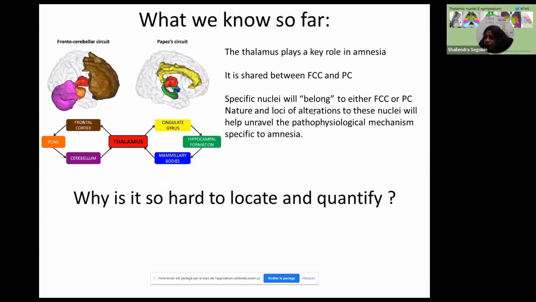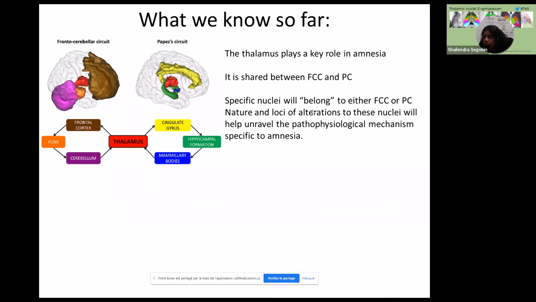But it's been over 130 years now since TeS was first described and reported, and neuroimaging techniques have spanned over 40 years, and it's been relatively hard to locate and quantify thalamic lesions at nuclear level. Why is it so hard?